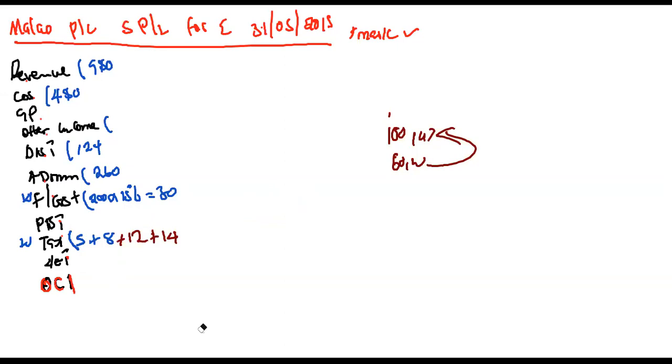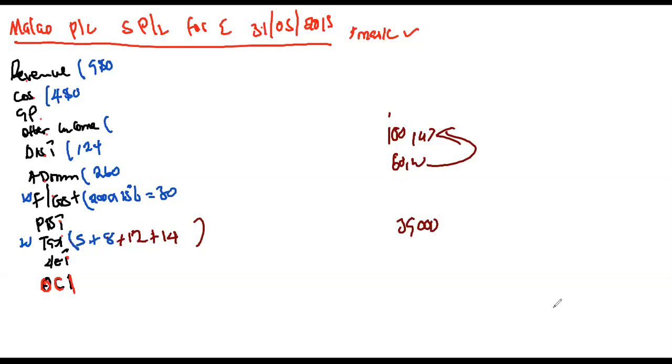So when you add, let me go back here. When you add those, that means the tax comes to how much? Your tax comes to this guy plus this guy is 20. This guy plus this guy is 19, which gives you 39,000 tax.